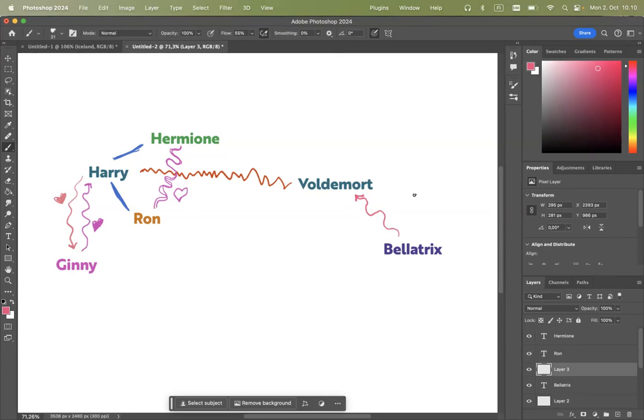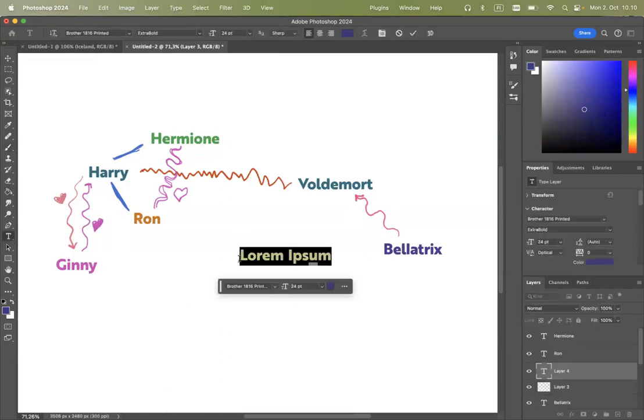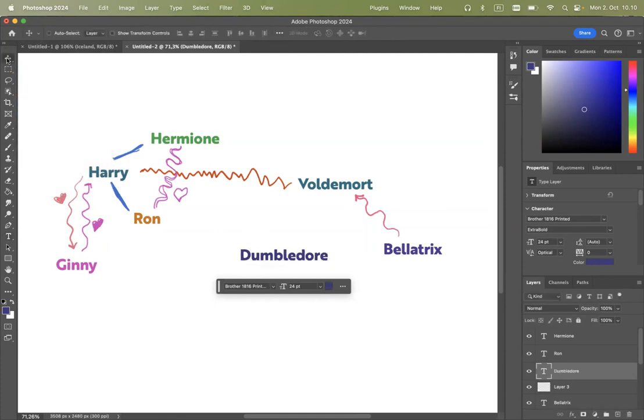Okay. So, by the way, what was the name of the principal? I'm forgetting. You mean Dumbledore? Dumbledore. Well, how am I forgetting Dumbledore? Yeah. We have Dumbledore. What's his relationship to Harry? He is his mentor, I would say. Okay. Let's draw a green mentor line here.